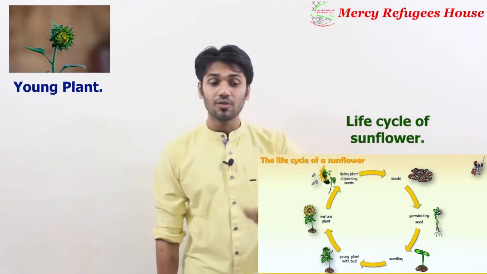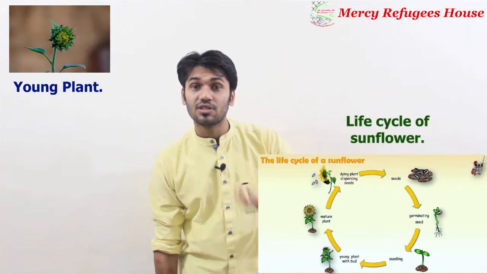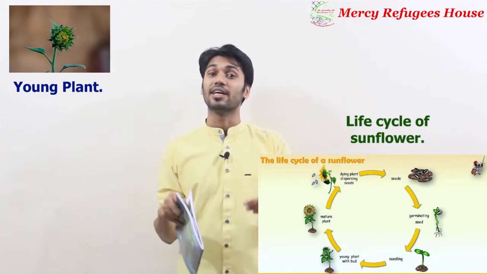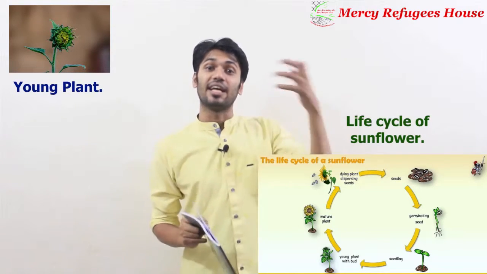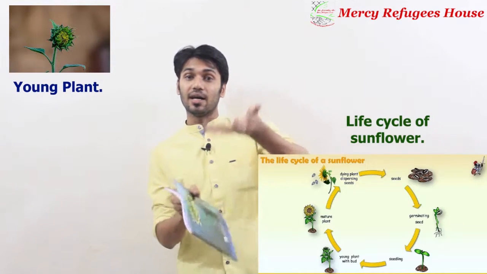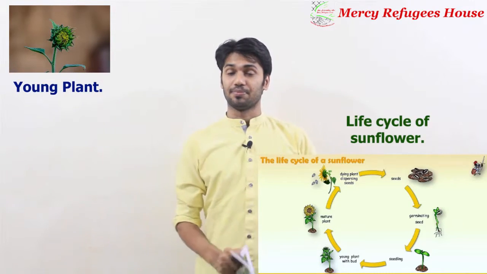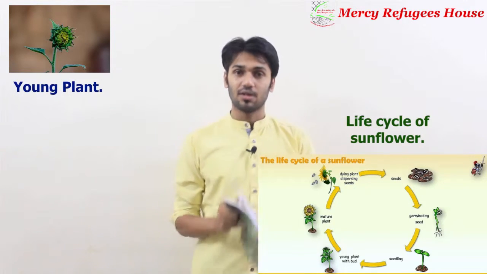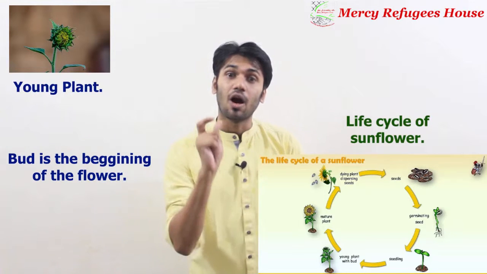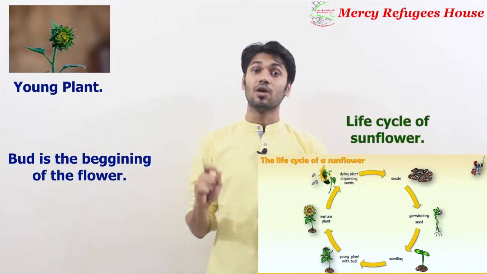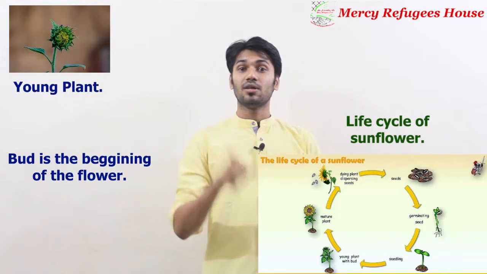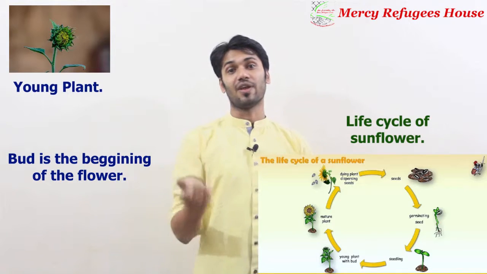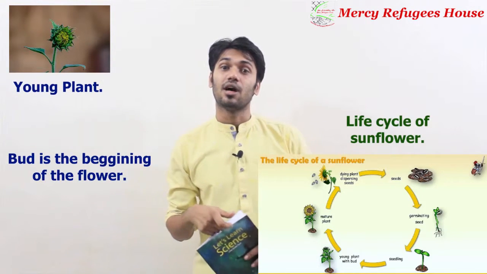For the sunflower plant, after the seedling stage, it keeps growing. It has 2 to 4 leaves, then the leaves grow to 6, 8, and then it becomes a young plant. This young plant has a bud. What's a bud? A bud is the beginning of a flower. This is the root of the flower from which we get the flower. Look at this. This is a bud.